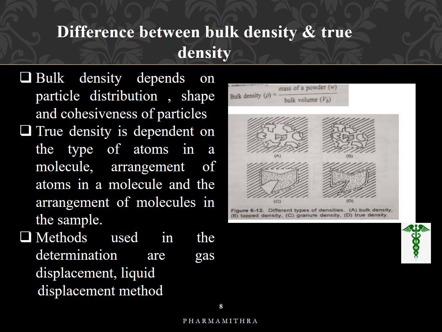Whereas true density depends on the type of atom, and the arrangement of the molecules in the sample itself. Various methods are there to find the true density, like the gas displacement and liquid displacement methods, etc. You are supposed to draw the bulk density as well as tapped density, and also represent granular density and true density. So hope you know what the difference is, right? In bulk density the particles are properly distributed, whereas in true density we want to think about the arrangement of the atoms.